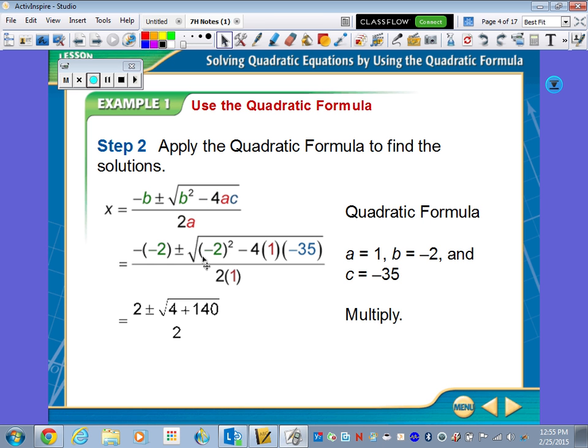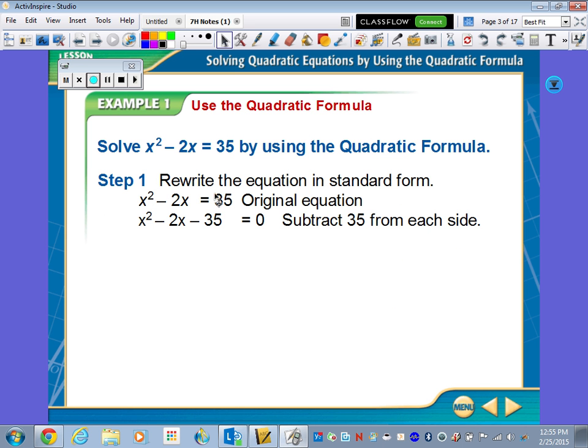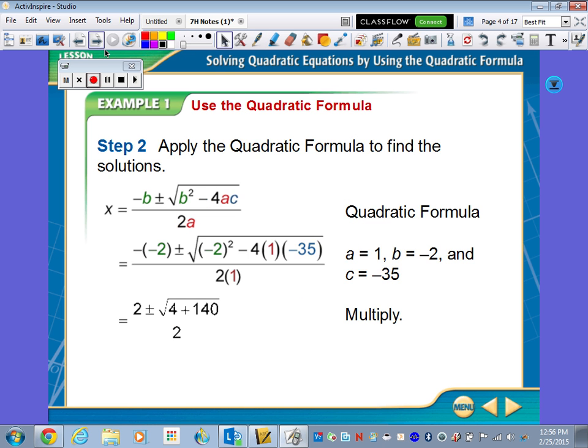And then when you do that, you're going to identify the a, b, and c. Let's look at that, and I'm going to write on top of this. What you're going to see is that a is 1, b is negative 2, and c is negative 35. So that's the a, b, and c that I'm going to use. Hopefully you take a moment and jot that down. Now let's go to the next slide.